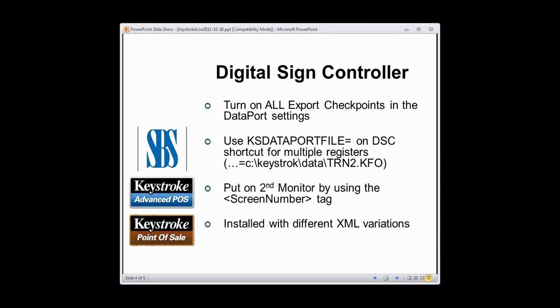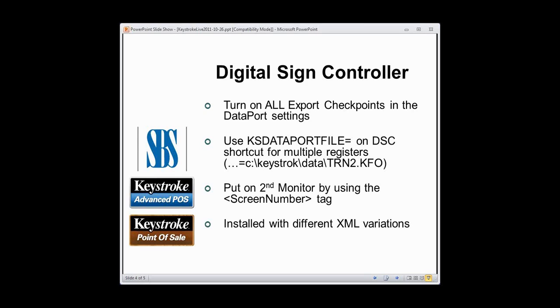In Keystroke, if you want to link the Keystroke program to the digital sign controller, you'll be using the data port function, and you'll turn on all the export checkpoints in the data port settings, and I'll show you that shortly. If you have multiple workstations or registers, you're going to want to use the command line switch, which is ks data port file equals, followed by the actual file name.